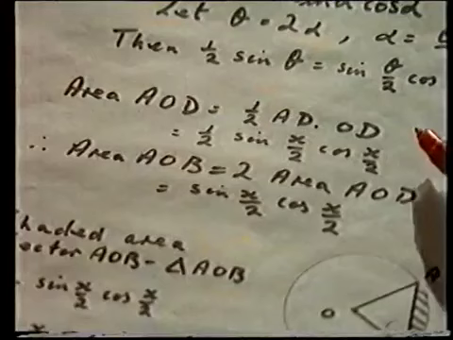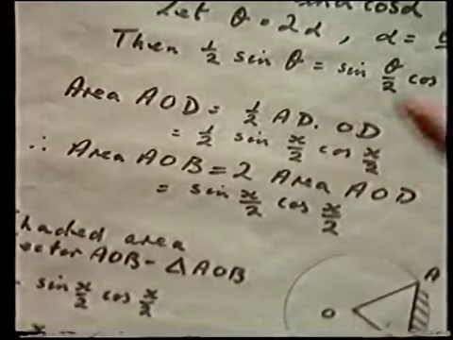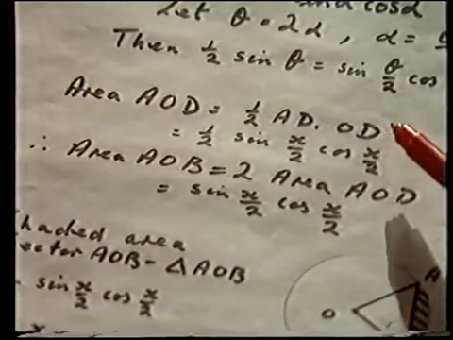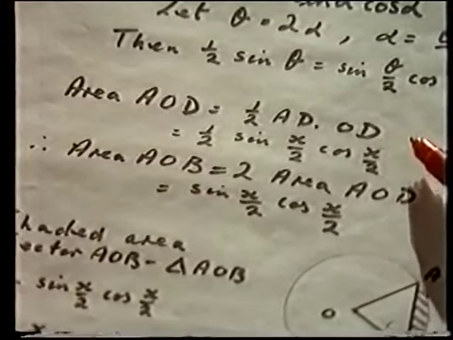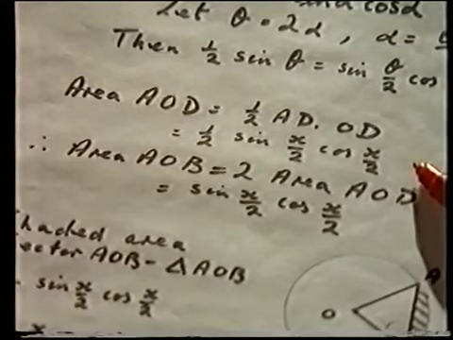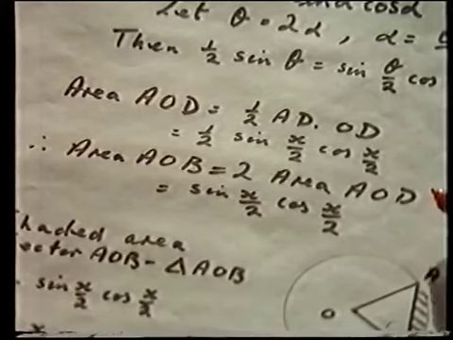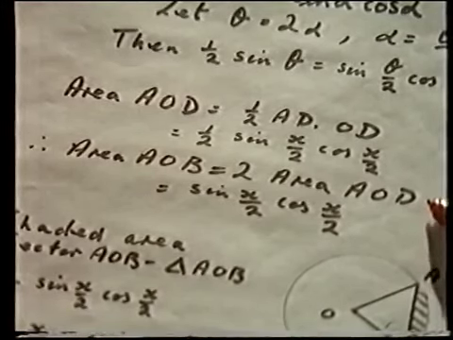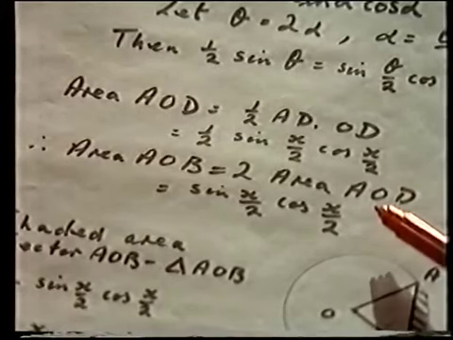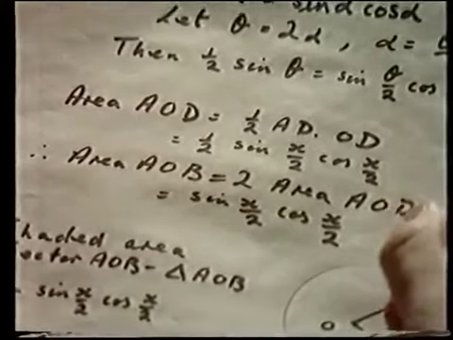Well, let's have a look at a correct answer to this part of the question. What this student has done is to say that the area of the triangle AOD is equal to half the length AD times the length OD. And straight away he's put these lengths in terms of x to get a half sine x over 2 cos x over 2. Now he's observed that the area of AOB is twice the area of AOD, and that's sine x over 2 cos x over 2. Well, good solution and full marks.